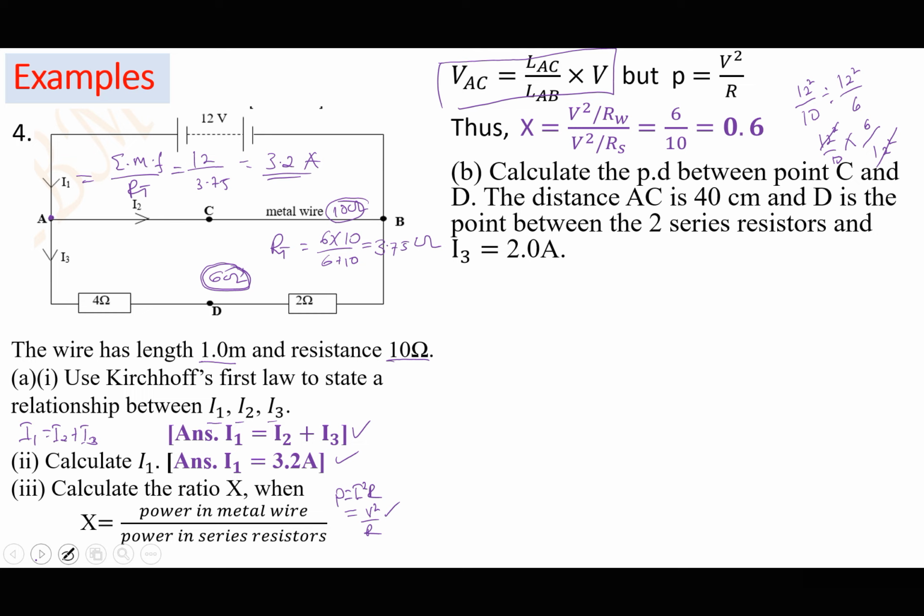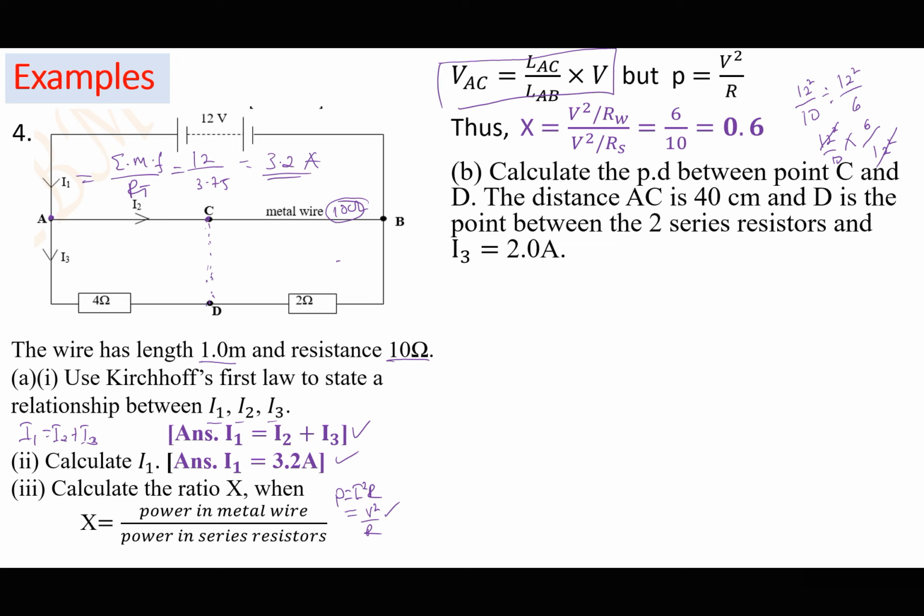Part B of the question: calculate the PD between point C and D. That is the only reason as to why I brought this question here. We want the PD between C and D. So we want the PD between these 2 points. In other words, we need to put a voltmeter here. The voltmeter will compare the potential at this point with the potential at this point and give the difference. So how can I find the potential at this point?